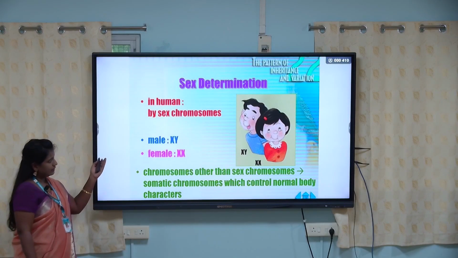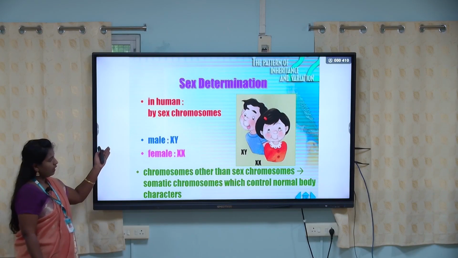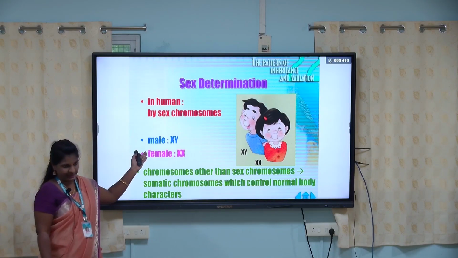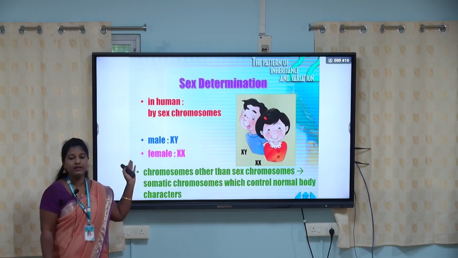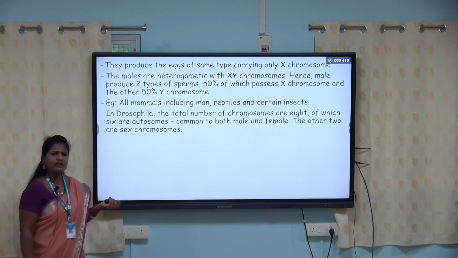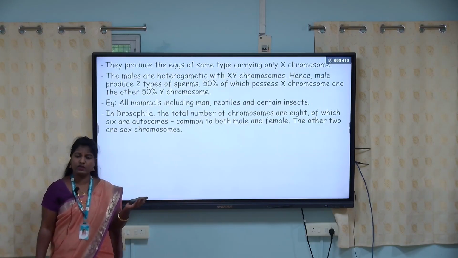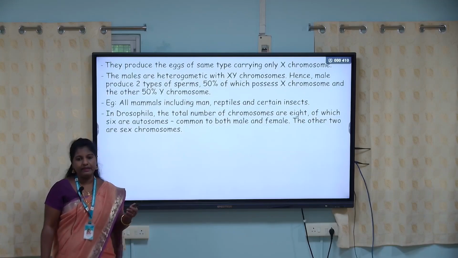Here in this picture it is given how males have the chromosomes X and Y and females have XX, double X, that is homogametic X chromosomes. Other chromosomes such as somatic chromosomes also play a role in other body functions other than the sex chromosomes, or allosomes.